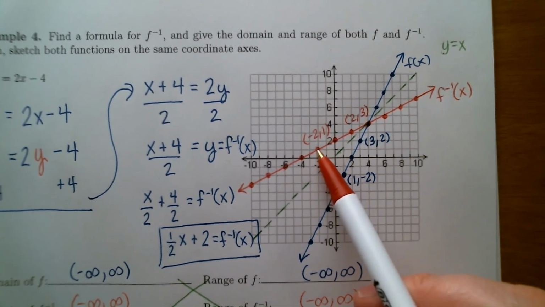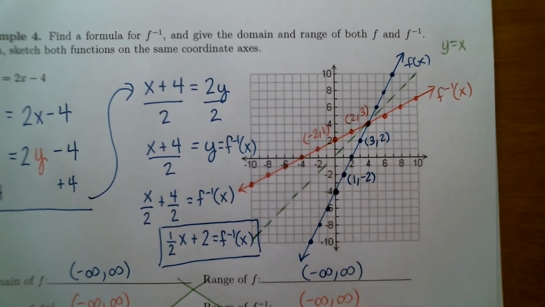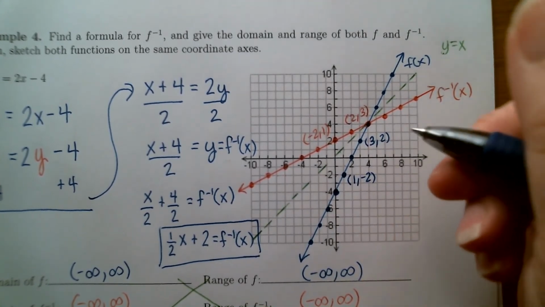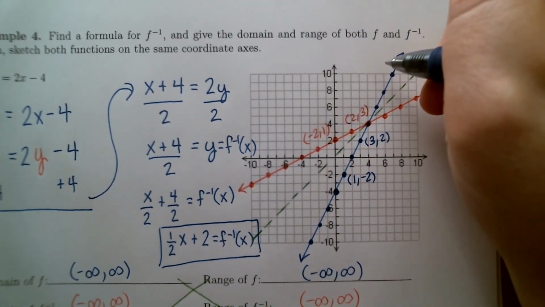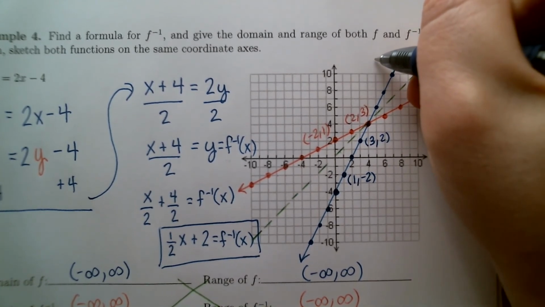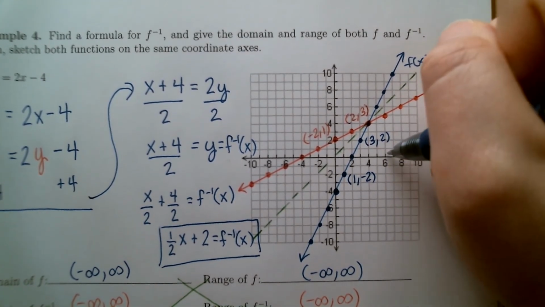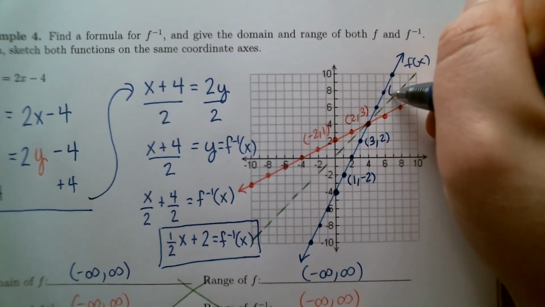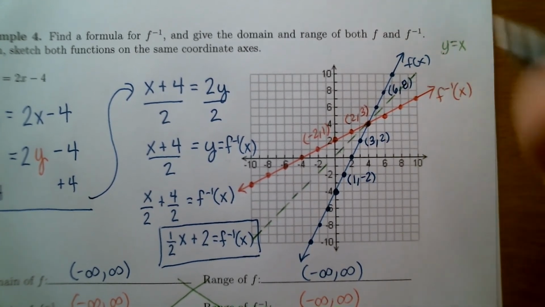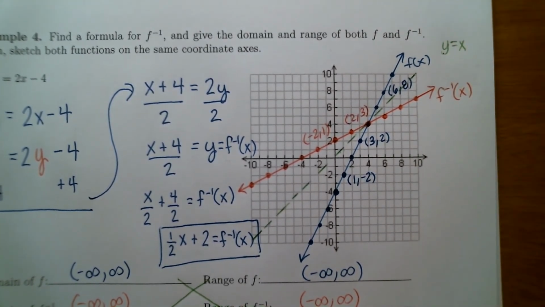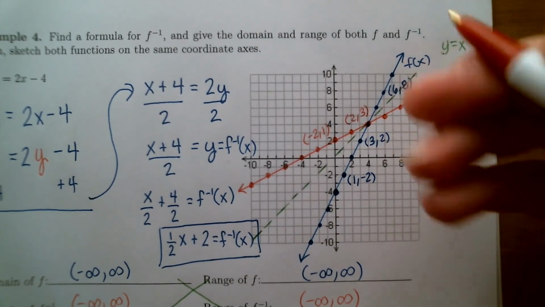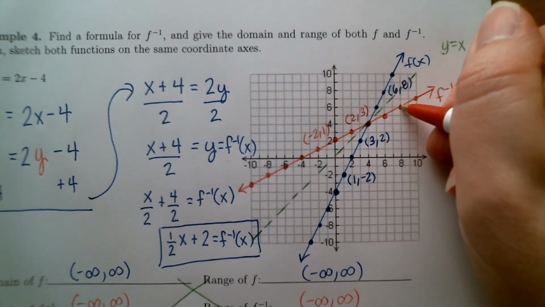I'll do one more for fun. Let me see. I need to pick something. Let's do this one. Let's do 6, 8 on the original. Pull a switcheroo. It should go to 8, 6 on the inverse. And there it is.